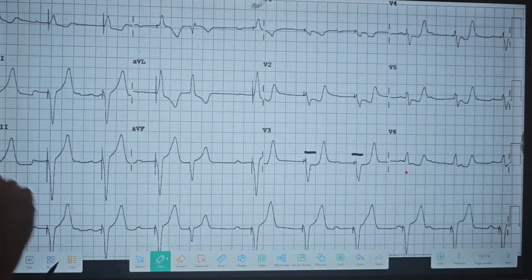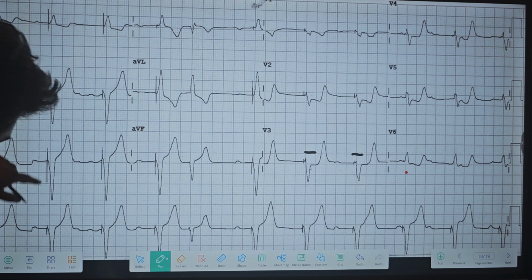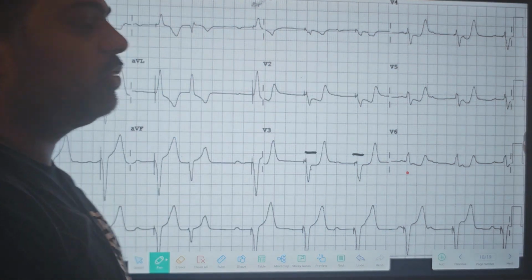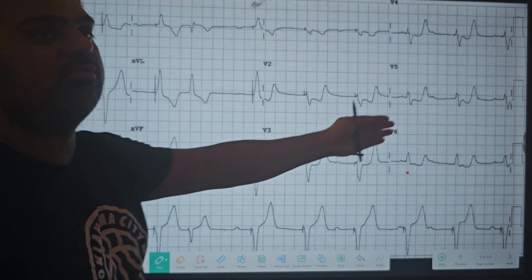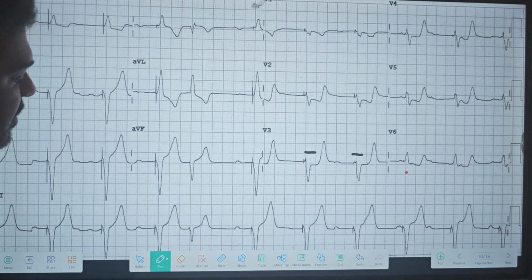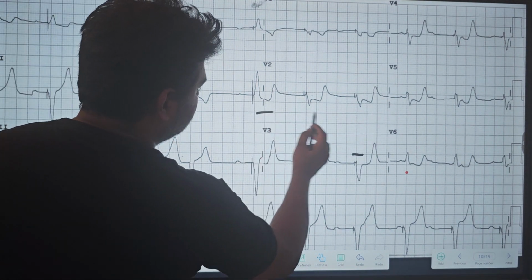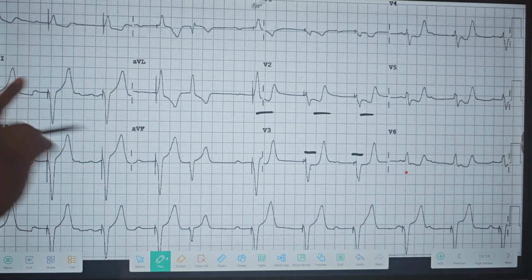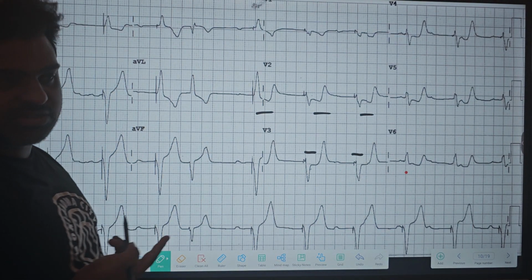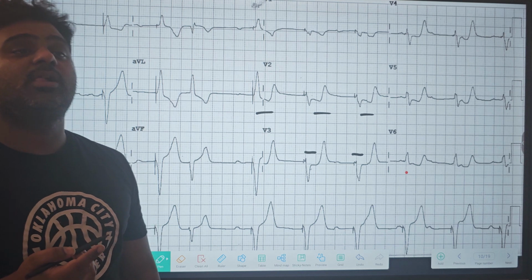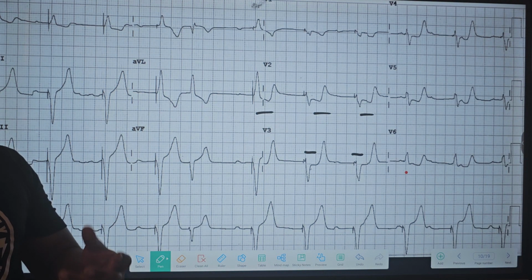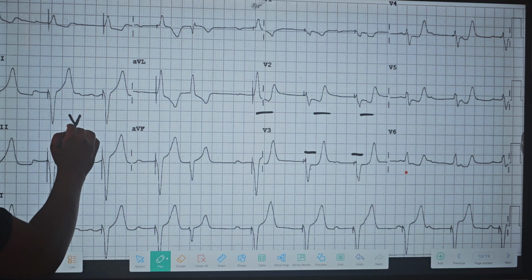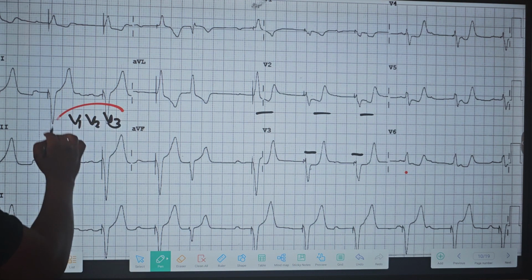Now first we look for concordant ST elevation. Is there anywhere ST elevation present? No. So concordant ST elevation is not present. Now we'll look for discordant ST elevation. Since there is no ST elevation, we cannot look for discordant ST elevation. Is there ST segment depression? Yes, here ST segment depression is present. So we'll look for concordant ST segment depression. What is concordant ST segment depression? R minus S should be negative and there should be ST segment depression, but only in leads V1, V2 and V3.